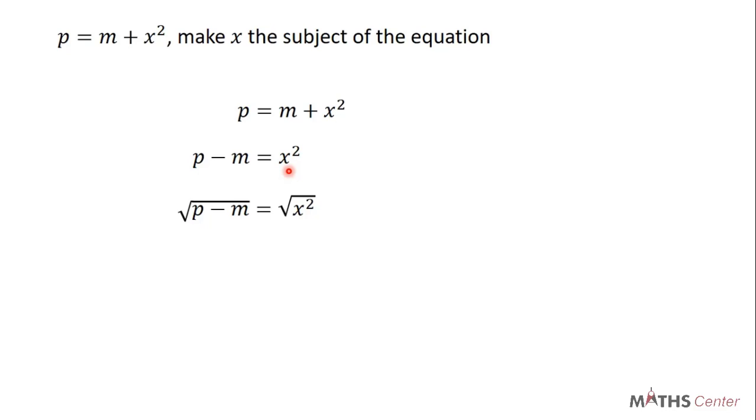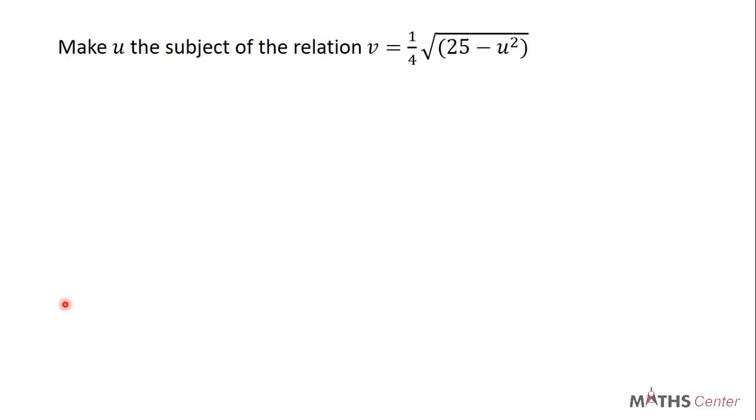So we take the square root of the left hand side and we take the square root of the right hand side. Now when we do that, you will see that the square will cancel the square root sign so that the s can stand alone or be the subject of the equation. So square root of p minus m is equal to s, or s is equal to square root of p minus m. So we have been able to make s the subject of the equation. Let's look at our second question.